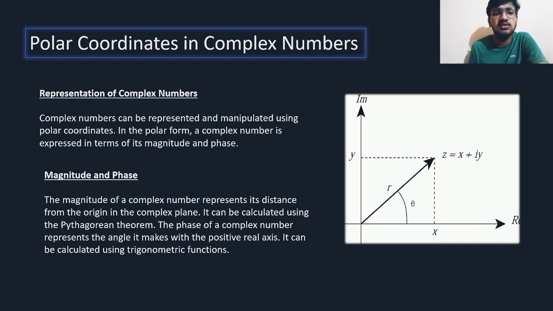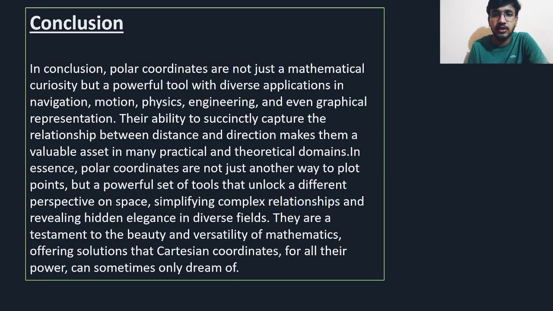A complex number is expressed in terms of its magnitude and phase. The magnitude of a complex number represents its distance from the origin in the complex plane. It can be calculated using the Pythagoras theorem. The phase of a complex number represents the angle it makes with the positive real axis. It can be calculated using a few trigonometric functions.